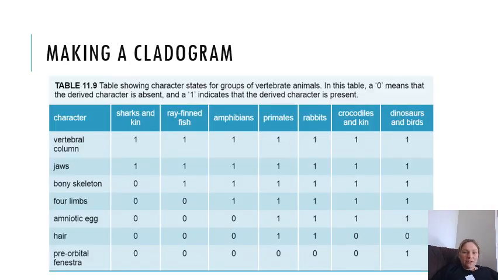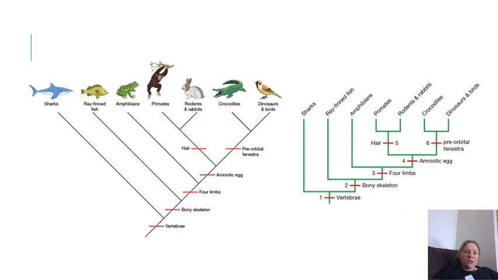You can make a cladogram. This is a table which shows the characteristics of some organisms, whether they appear and whether they don't. The person has then used this information to draw a cladogram. Again, this is based simply on the fact that these organisms have got similarities and differences.